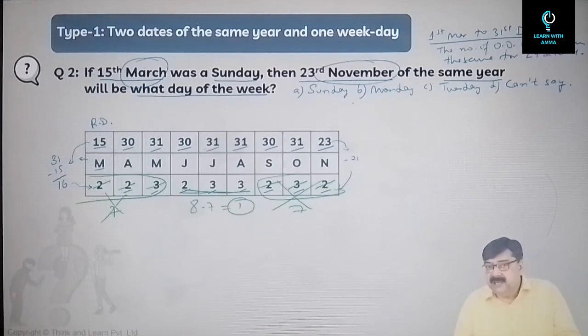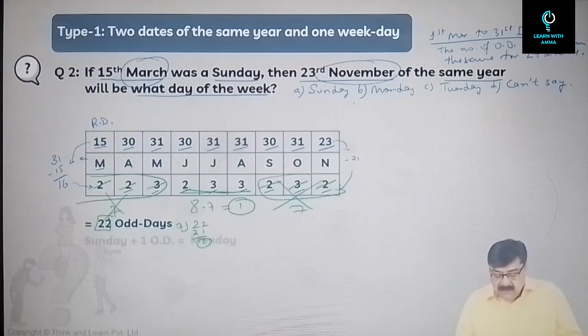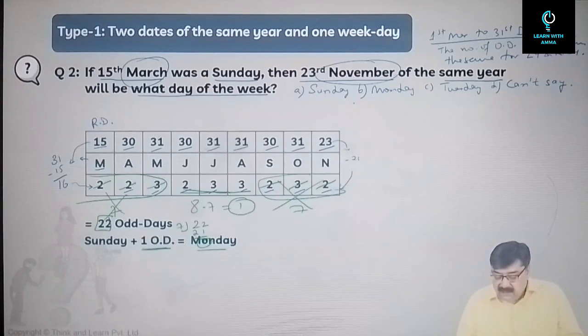If you would have added this up, you would have got 22 odd days, and 22 also, if you divide by 7, the remainder obtained will be 1. Alright, and from Sunday, 1 day ahead is Monday. That happens to be your answer. Now this seems long. Obviously it is.